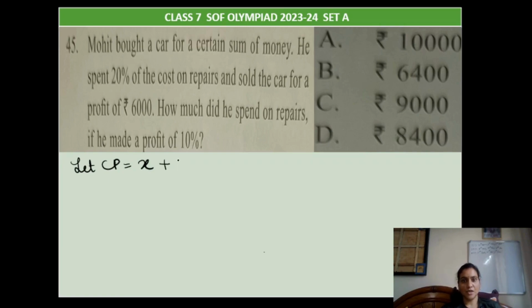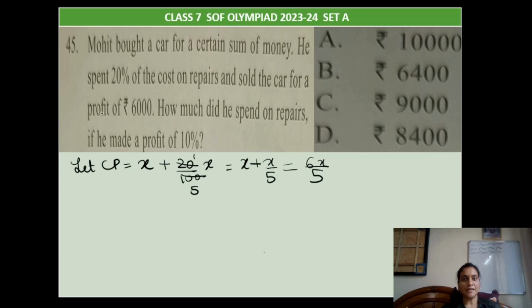So plus 20 by 100. 20% means 20 by 100 of the cost, means 20 by 100 into x. I can write like this. 20 ones are 20, 20 fives are 100. I have simplified this entire extra cost, the overhead cost that he spent on repair. So total cost now becomes x plus x by 5, which in turn is actually how much? 6x by 5. That is the actual total cost that increased because of the repair.